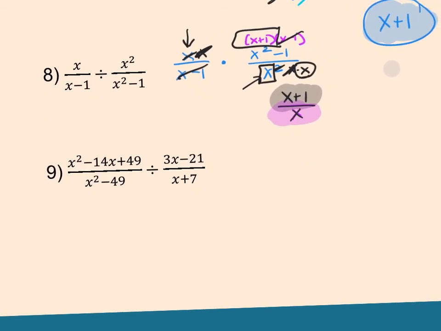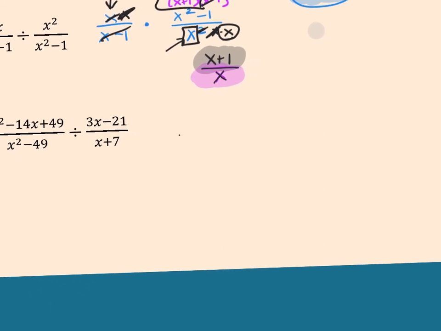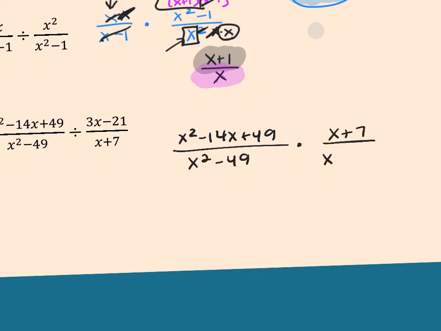All right, you do that last one. So number 9, let's see how well you can do it on your own. x squared minus 14x plus 49. X minus 7, X minus 7. Good.